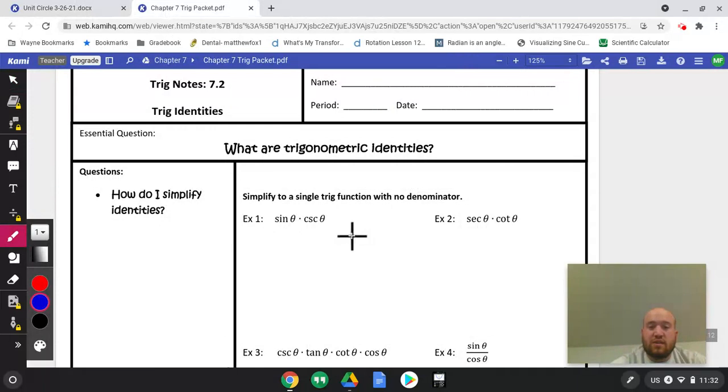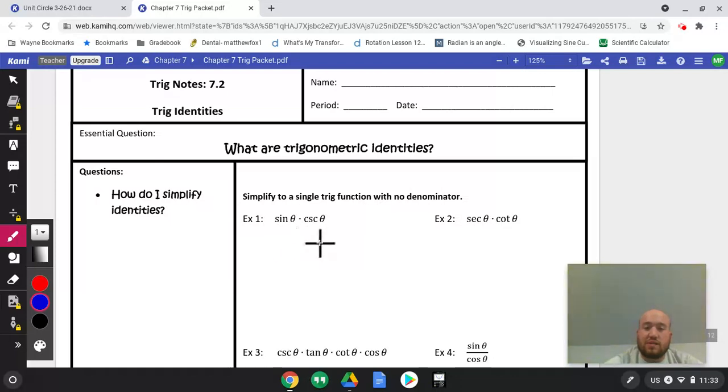So if you think about it here, this is the sine of theta times the cosecant of theta. And our job is to simplify it to a single trig function with no denominator. Now, on this first one, that's not going to come up, but with no denominator, I'll explain what that means on the second one in just a minute.